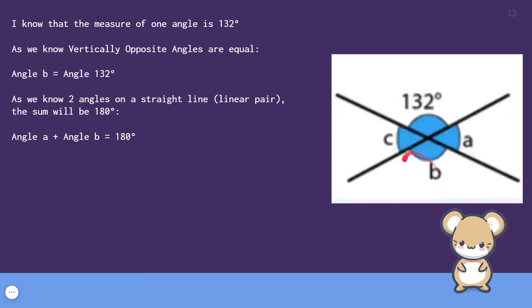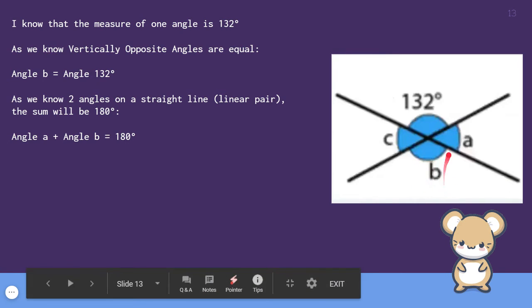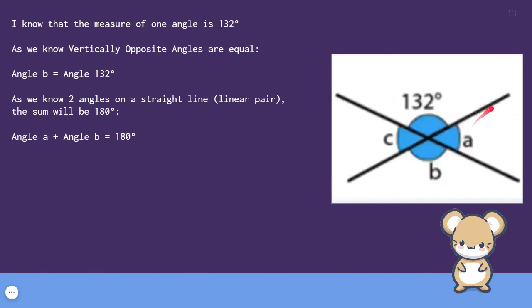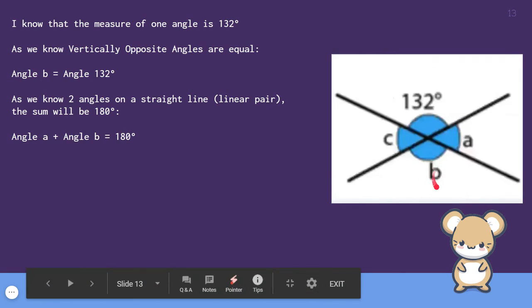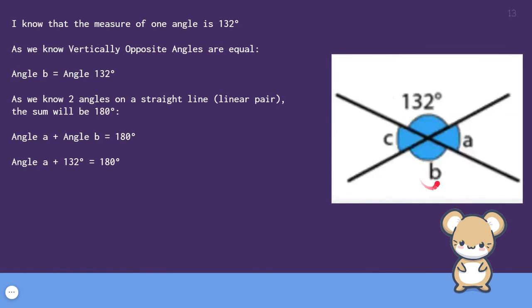Since I have already seen B is 132, I can see that this is a straight line, right? Where I can see two angles, A and B. I already know the measurement for B. I'm trying to find A. So let me see. Angle A plus 132 degrees, which is B, is equal to 180 degrees. So if I add these two values, I am going to get the total as 180.